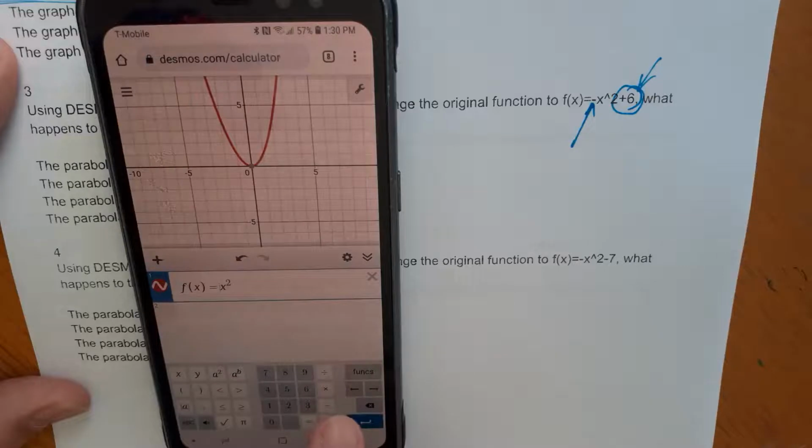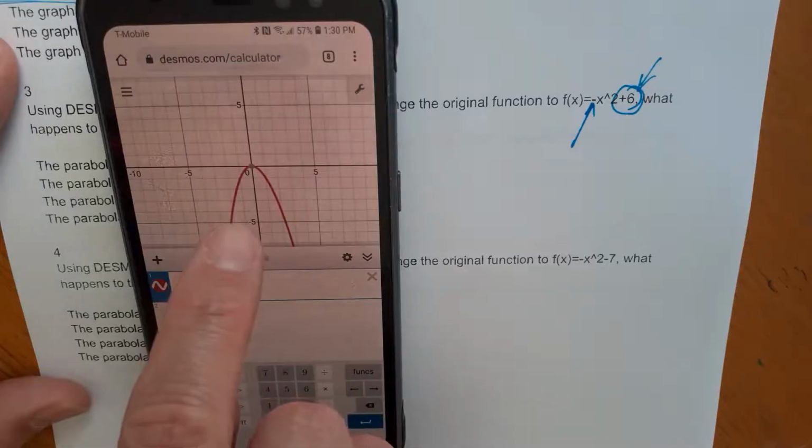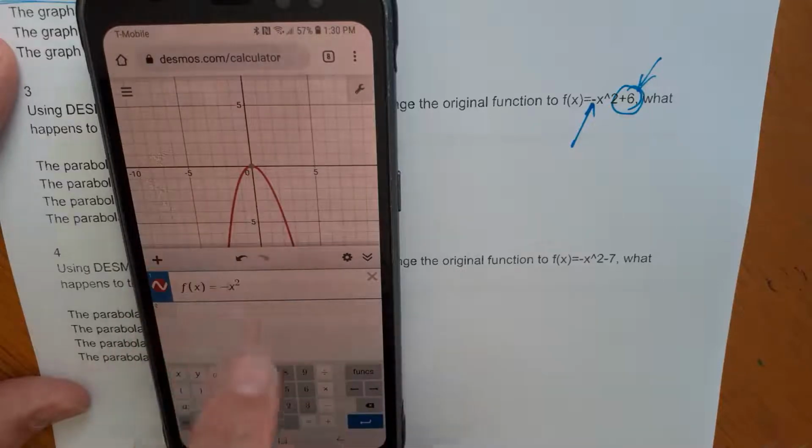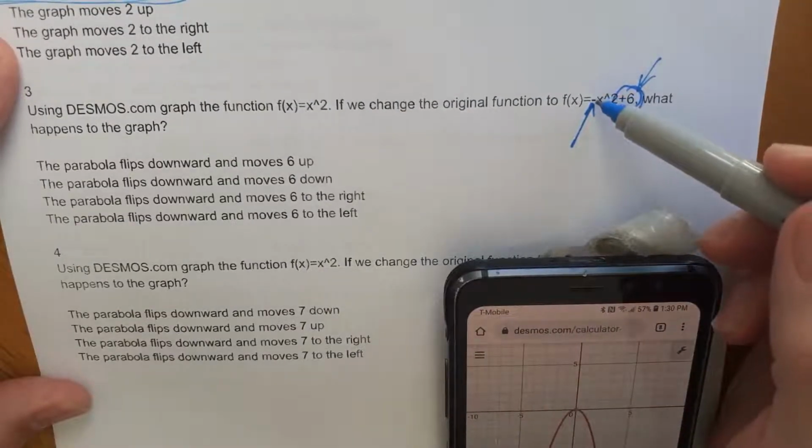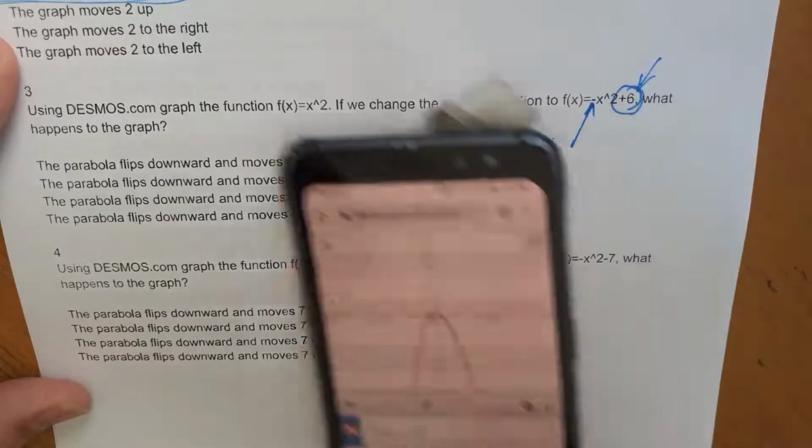Let's put a minus in front of the x squared. Wow, look at that. It flipped the parabola upside down. Now the parabola is opening downward. So now we're going to say right here, it's doing two things. It's flipping the parabola downward, and it's moving it up 6.